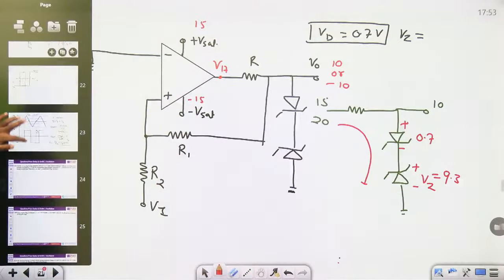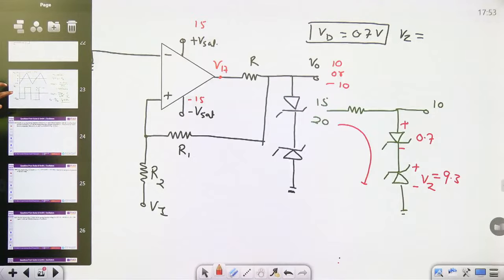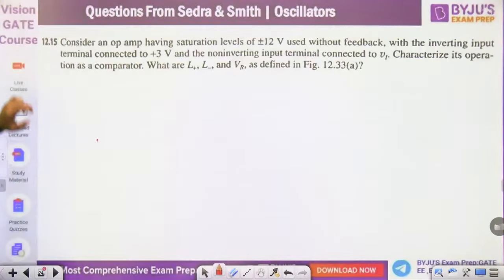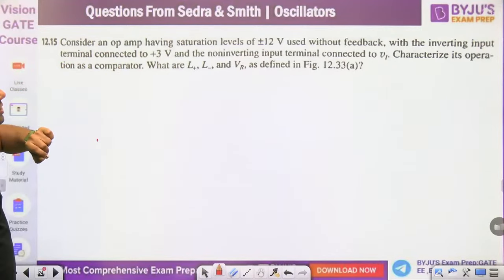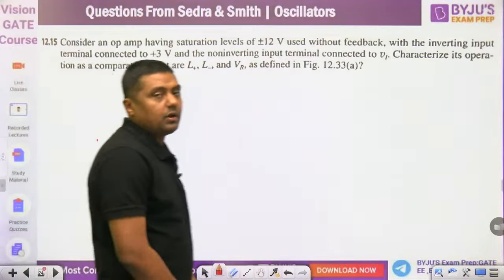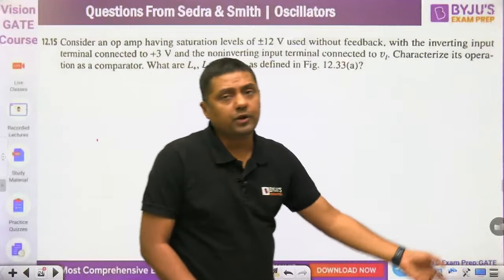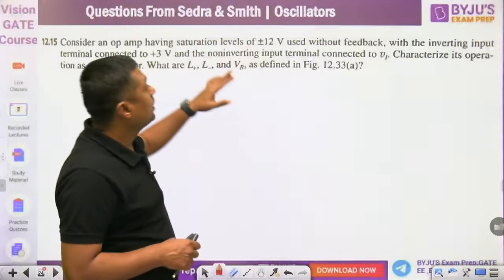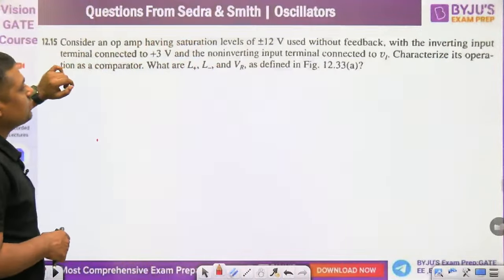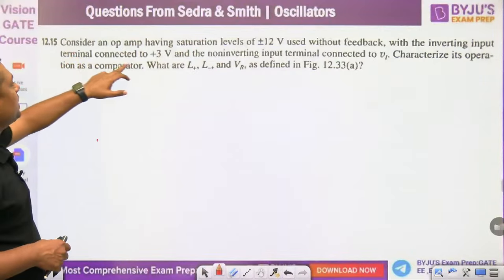Next one. I want to give one assignment. Are you ready to solve some questions? What is the question here? Consider an operational amplifier having a saturation level of plus minus 12 volt used without feedback. We are not giving any feedback. No positive, no negative feedback. And what is the level? Plus minus 12 with the inverting input terminal connected to 3 volt.